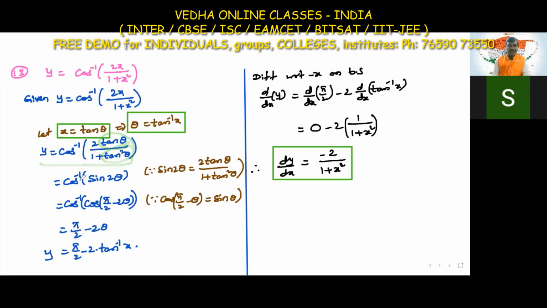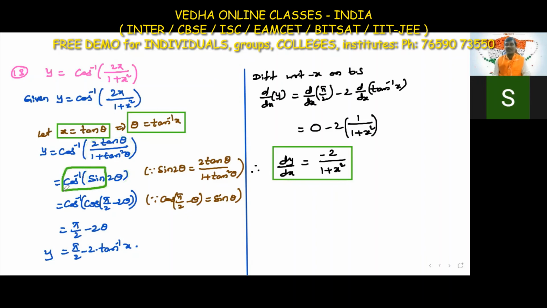After that, we are using the formula: 2 tan theta by 1 plus tan square theta is the formula for sin 2 theta. So in place of 2 tan theta by 1 plus tan square theta, I am replacing sin 2 theta. But outside is cos inverse, inside is sin.